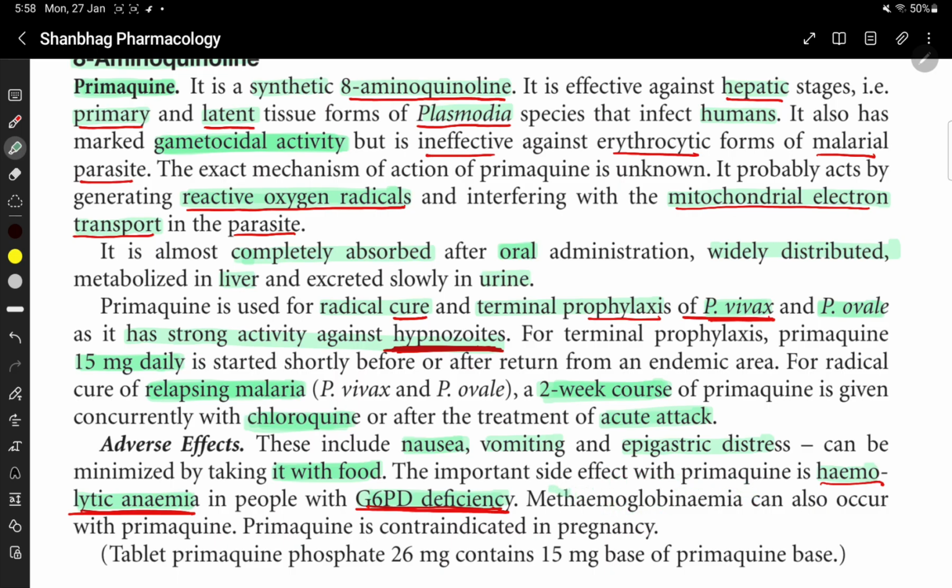Methemoglobinemia can also occur with Primaquine. It is contraindicated in pregnancy. Tablet Primaquine phosphate 26 milligram contains 15 milligram of primaquine base.